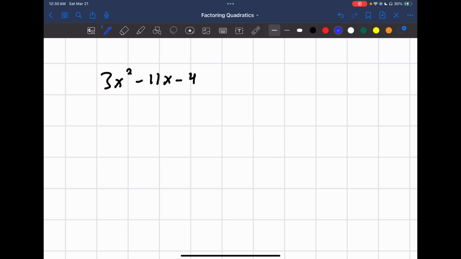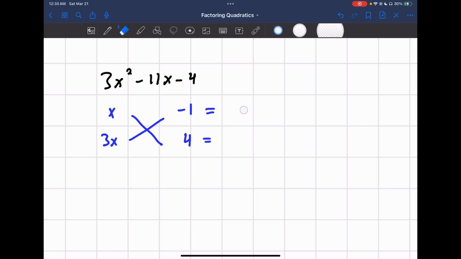In our next example, we have 3x squared. So x and 3x is equal to 3x squared. And over here we have negative 4. So let's try negative 1 and 4. So negative 1 times x is equal to negative x. x times 4 is equal to 4x. 3x times negative 1 is negative 3x. And this is equal to x. So that would not work.